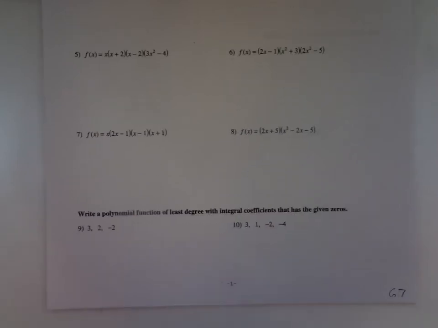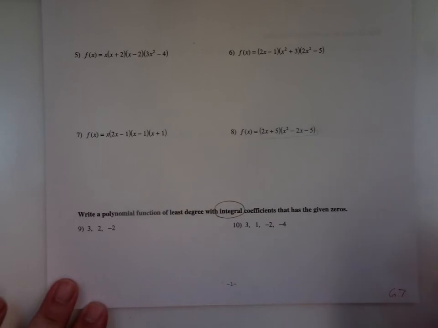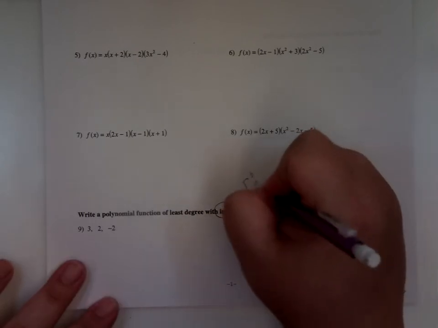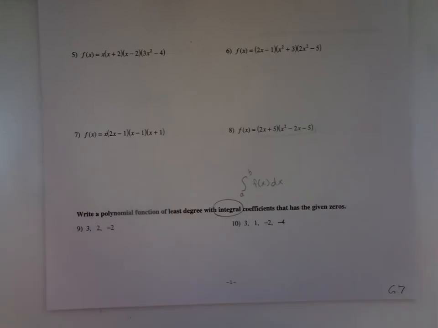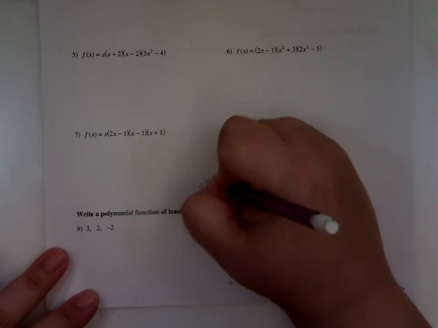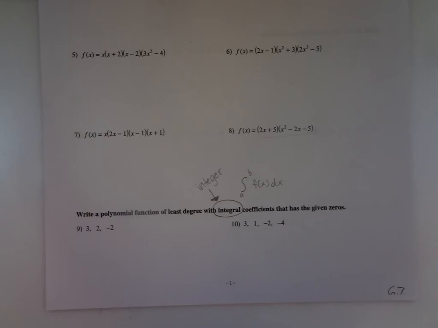Next, write a polynomial function of least degree with integral coefficients. This word integral, for those of you who have taken calculus, you've got the integral from a to b of f of x dx. That's an integral, sure, but integral also means integer. So if you have integral coefficients, that means your coefficients are integers. So that's another definition of that word, integral, in case you see it.